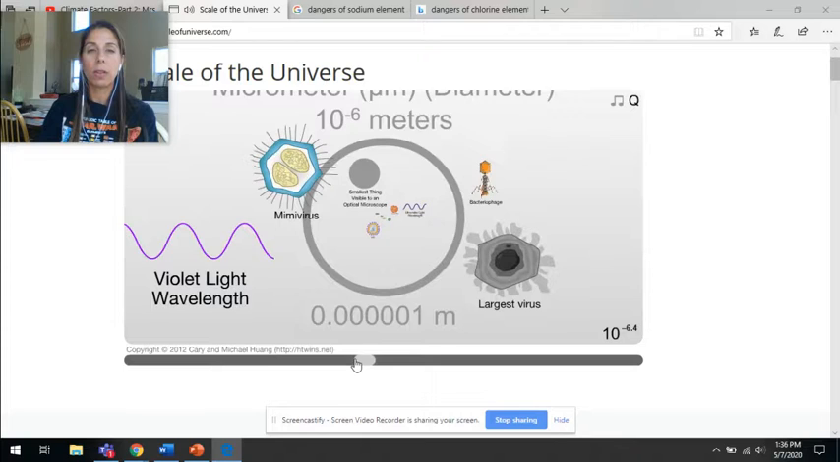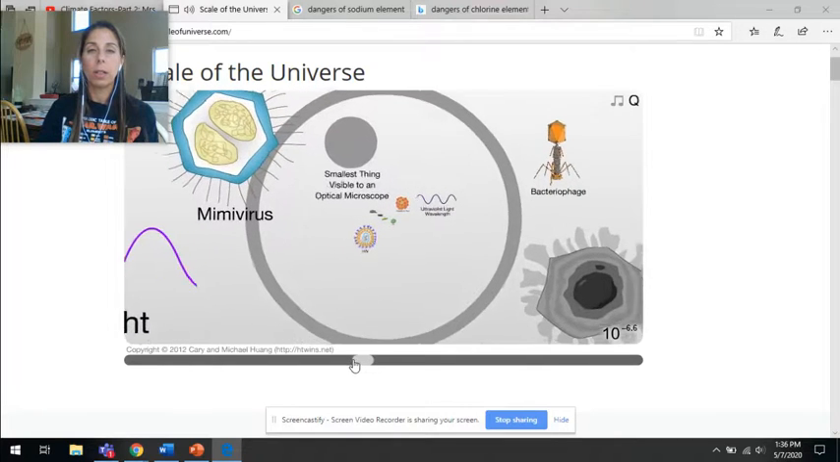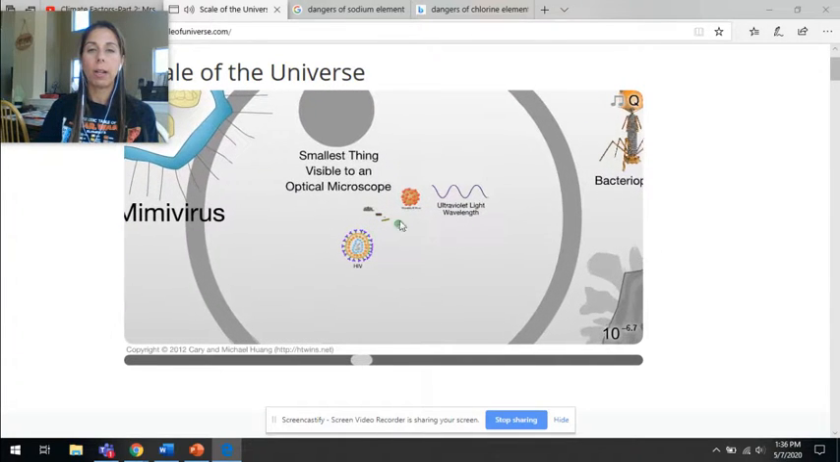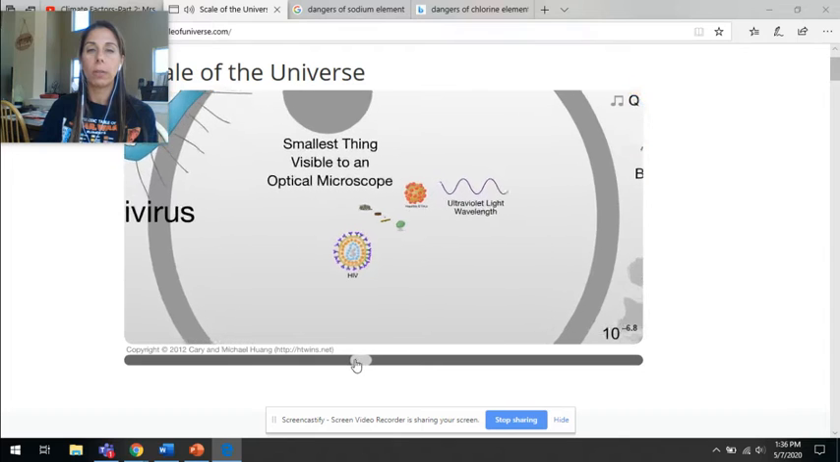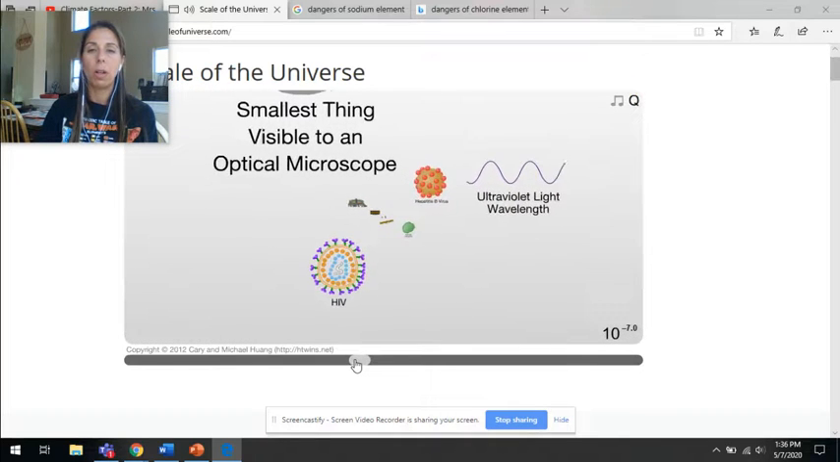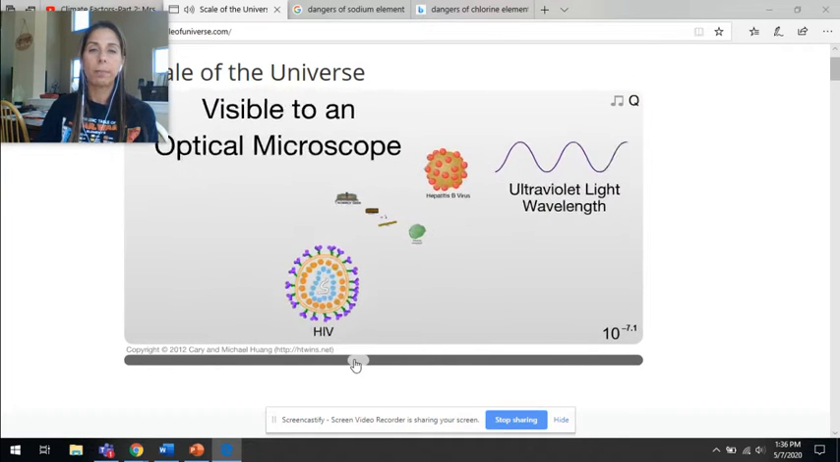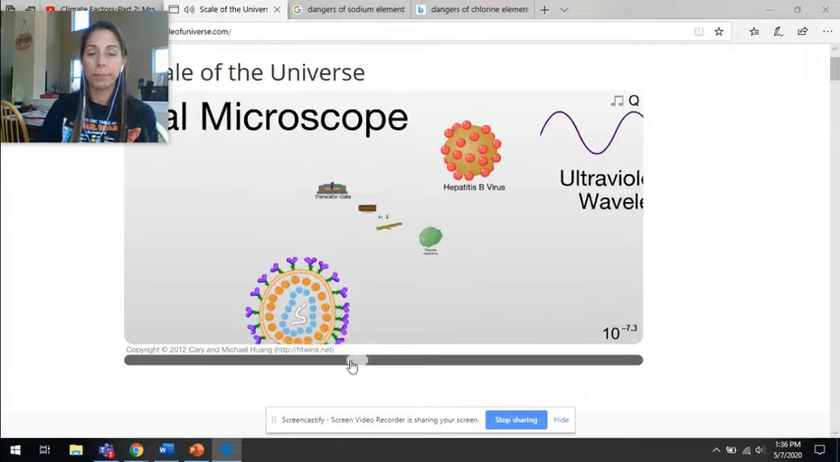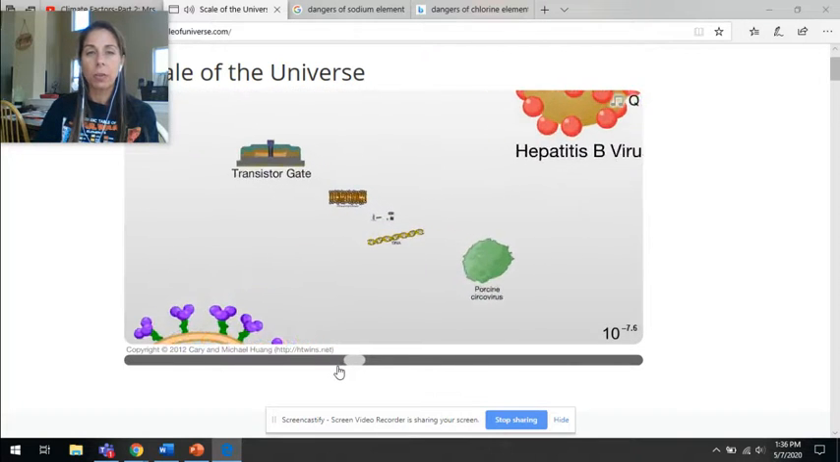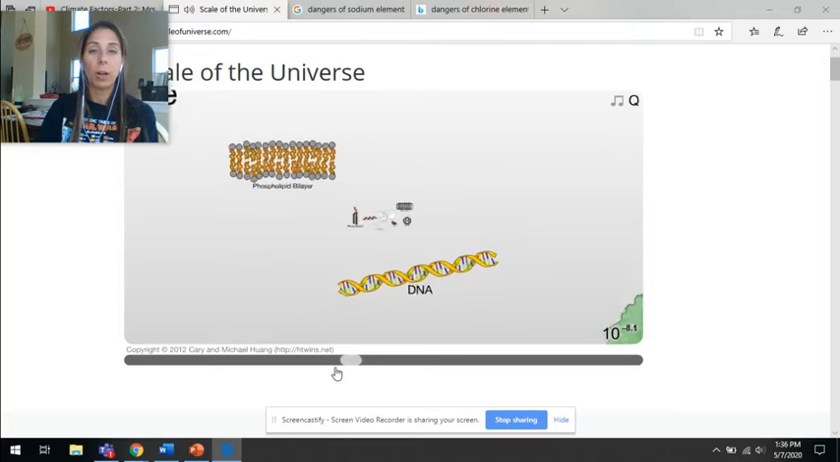Your viruses are even smaller. And this guy right here kind of looks like our coronavirus coming up, right? That's how small viruses can be on that droplet. And then if you get even smaller, I'm going to zoom in a little bit more. DNA, even smaller.